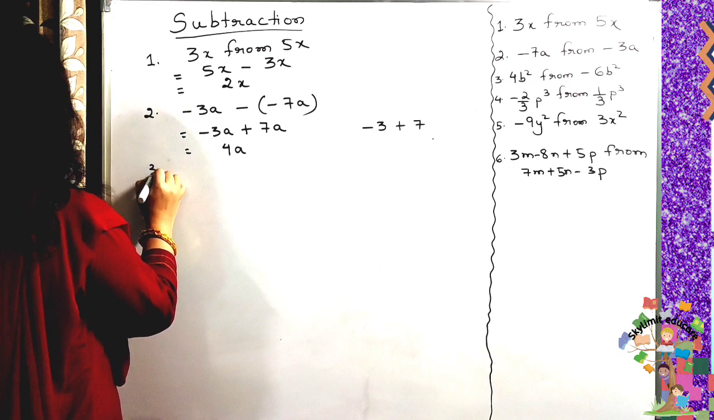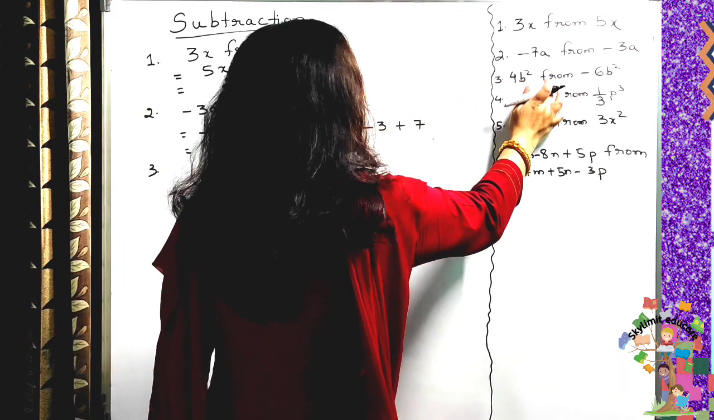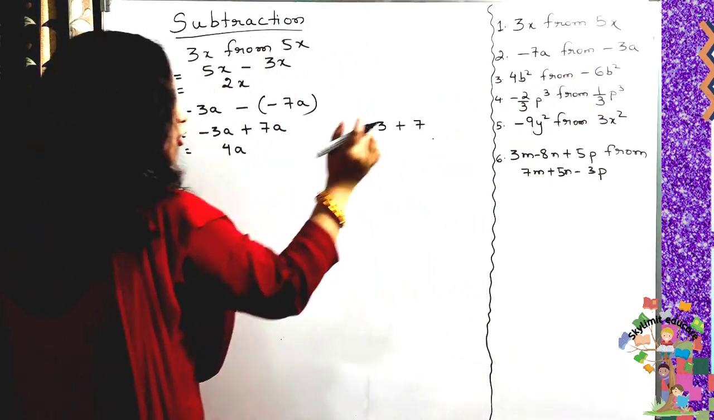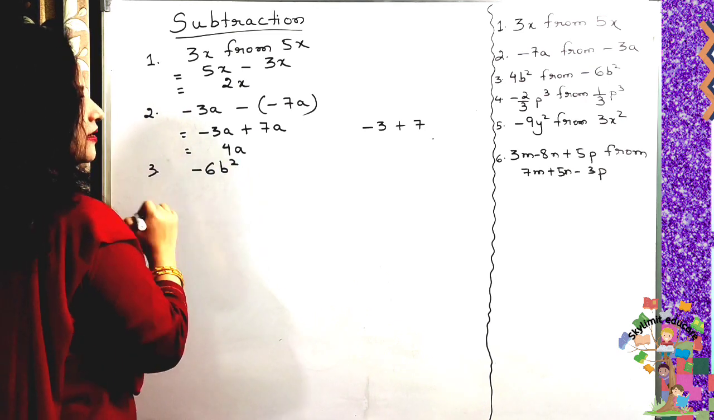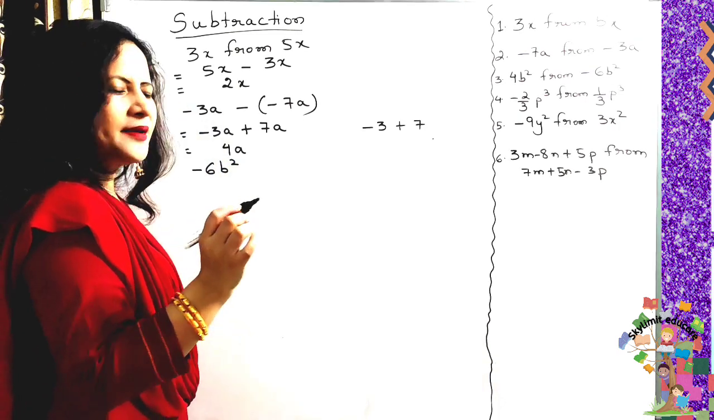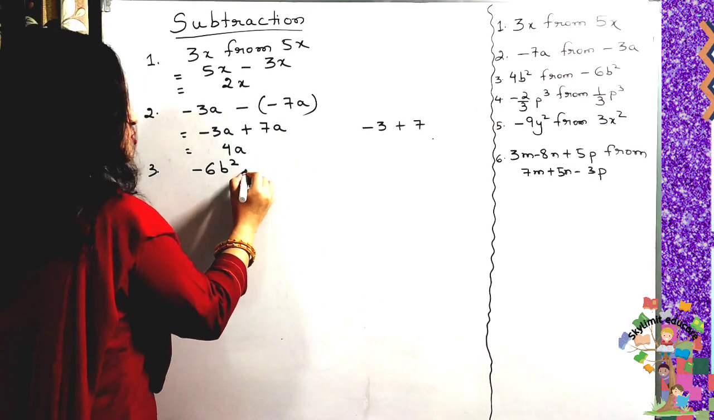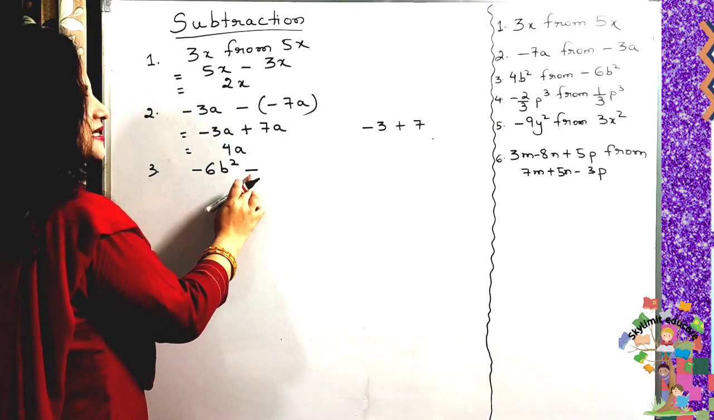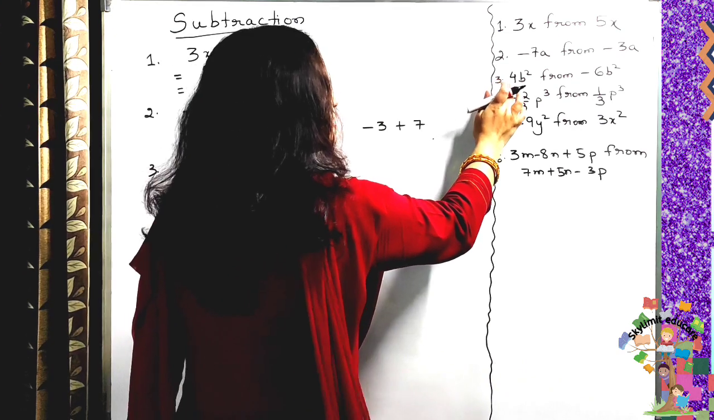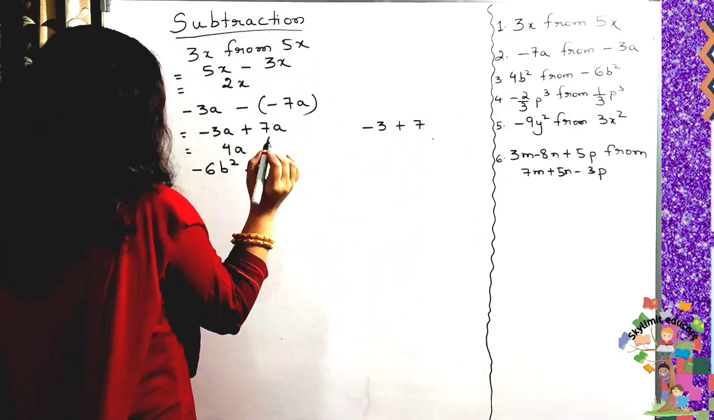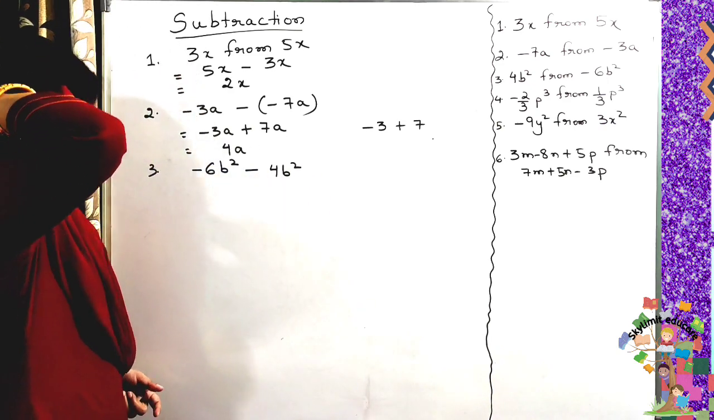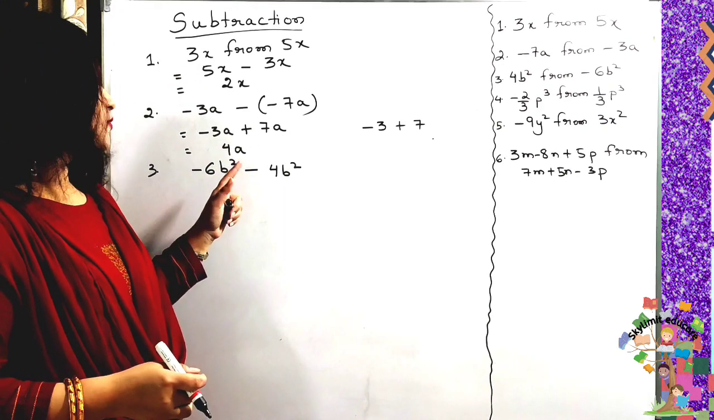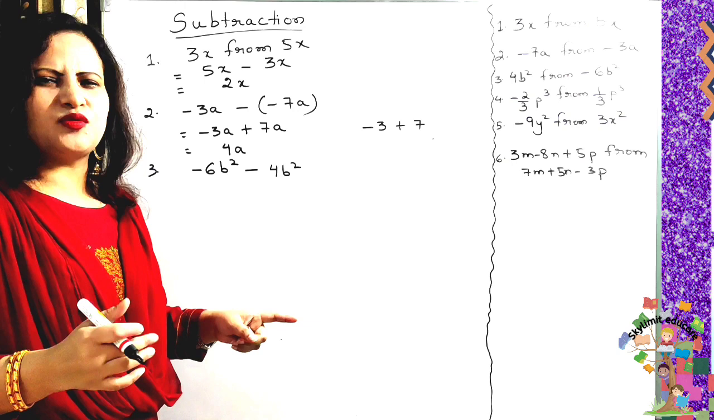Now the third one, 4b square from minus 6b square. From minus 6b square means first I will write minus 6b square. Now next I have to subtract, so I will give a minus sign. This minus sign is for subtraction, and since the subtrahend is positive, I will write 4b square directly. Okay, I can write it directly. Otherwise I have to write minus and within the bracket plus 4b square. No need to write that.